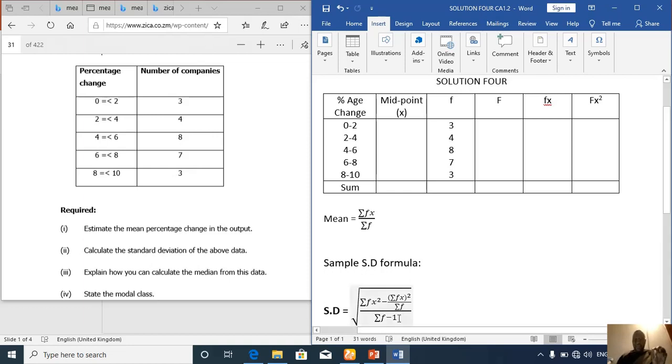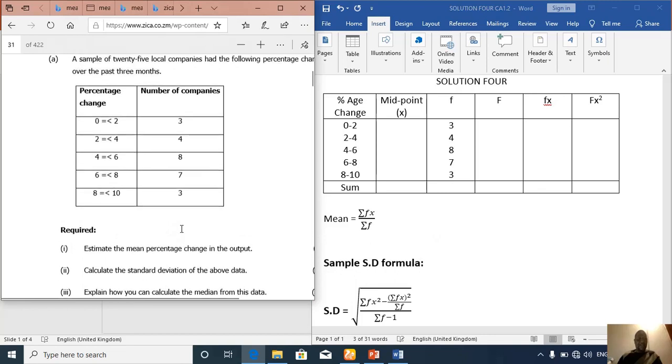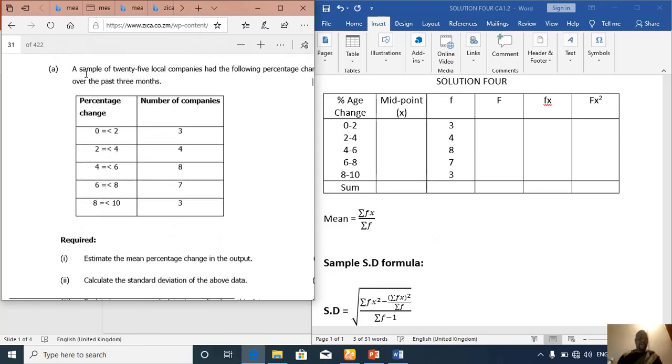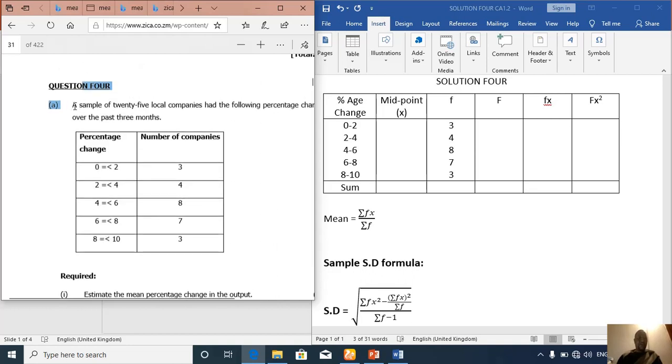Now, on the formula, look at the denominator, summation f minus 1. The reason why we have a summation f minus 1 is because the data is a sample. If you look at the question, it is saying this data we are given here is for a sample. Check there. This is a sample of 25 companies, a sample of 25 local companies. This is the sample. What could have happened if the data was a population?